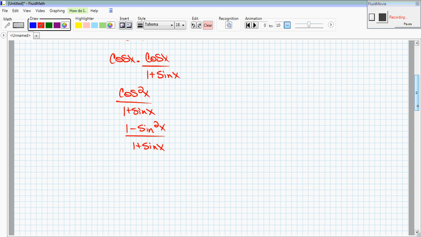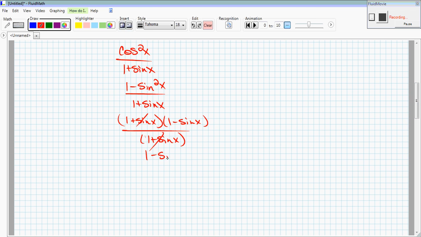From here, what we have is the difference of two perfect squares, so this factors into 1 plus the sine of x times 1 minus the sine of x, and what that allows us to do is to factor out here to cancel out these factors, leaving us with only 1 minus the sine of x. And that's as far as we can go.